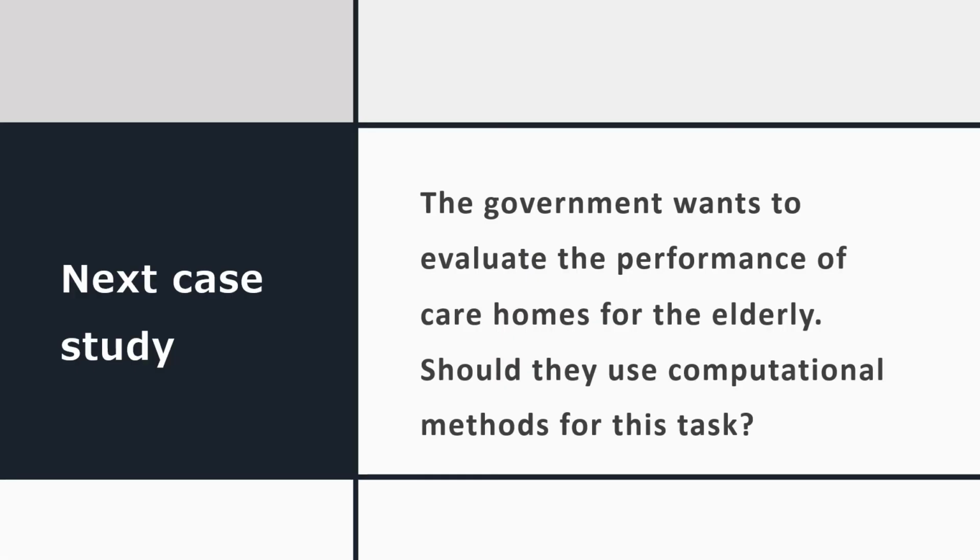Okay, so I've been through two examples now, the vaccine one and the success of an app. And here's another case study. It's in the workbook if you're one of my students. Here's the question. The government wants to evaluate the performance of care homes for the elderly. This is in the news quite a lot at the moment. The government wants to evaluate the performance of care homes for the elderly. Should they use computational methods to decide which care homes are doing well?